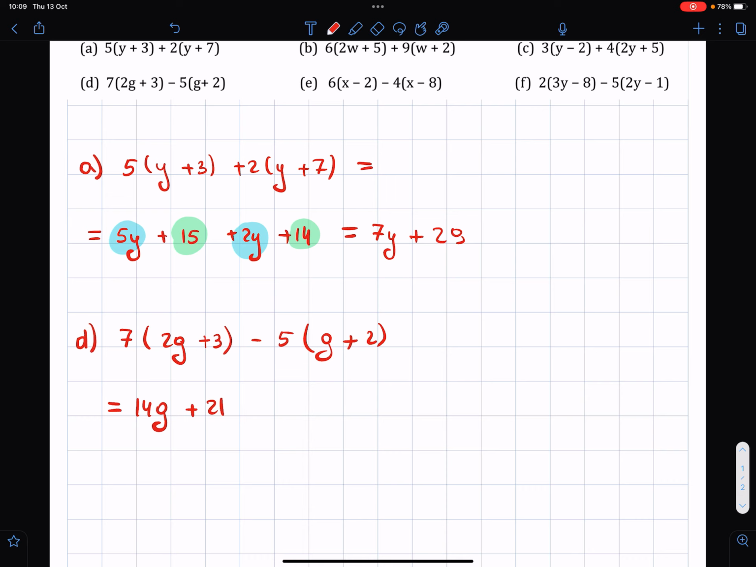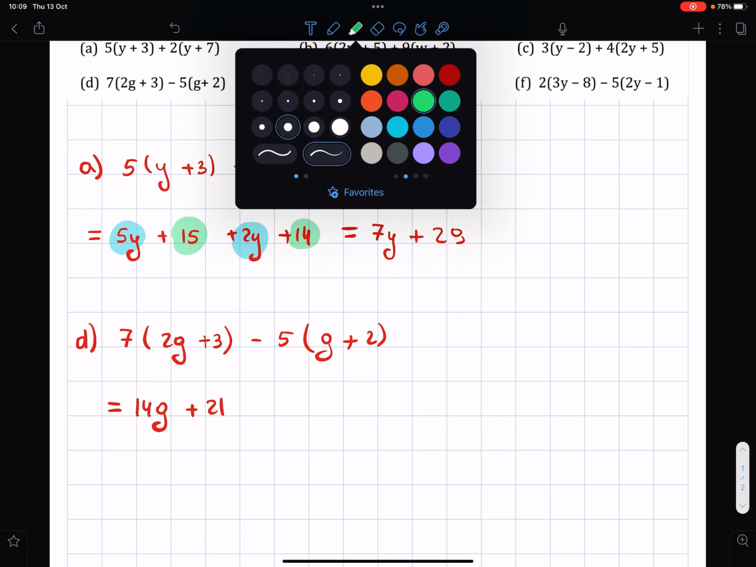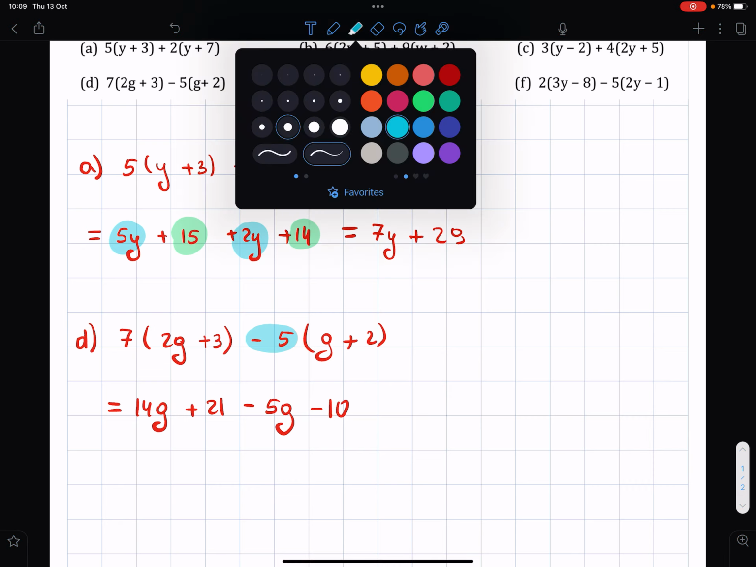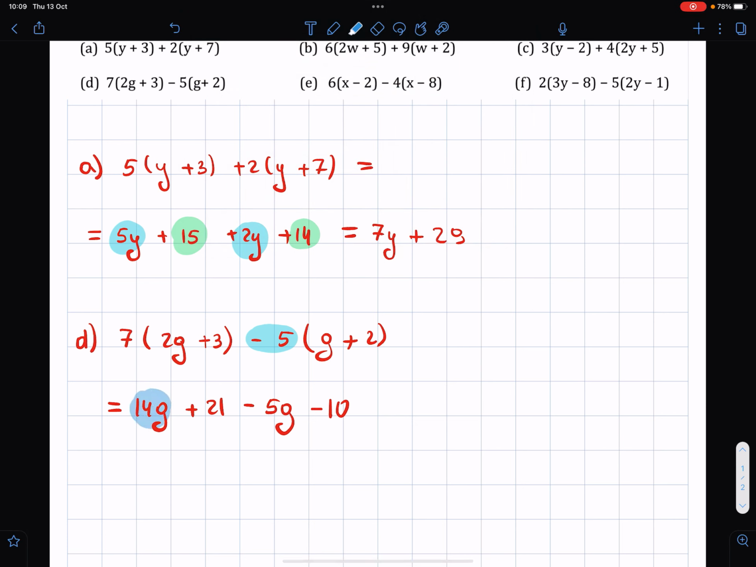But on the other hand, this is negative 5. Guys, don't forget, you're multiplying negative 5 by this, okay? It's going to be negative 5g, and then negative 10. Good job. So then I basically collect the like terms, as I did over there for question A: 14g and the negative 5g. 14g plus negative 5g will give us 9g.